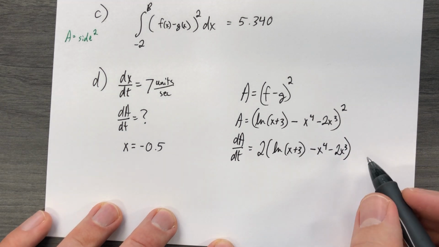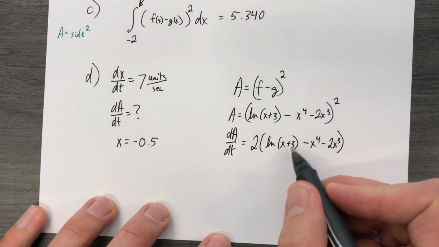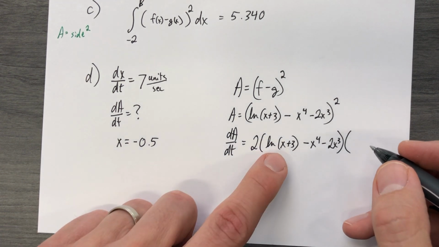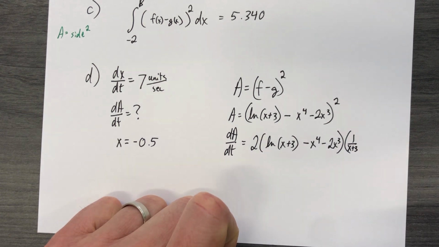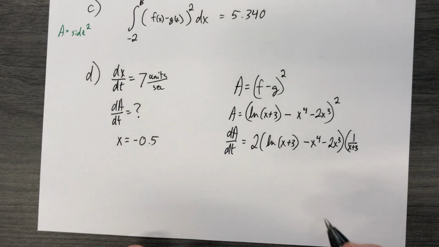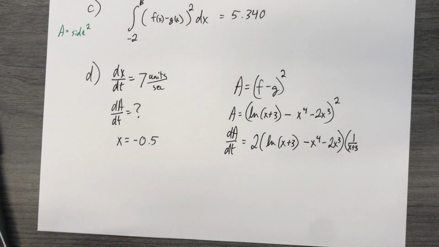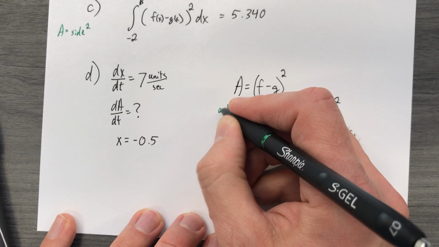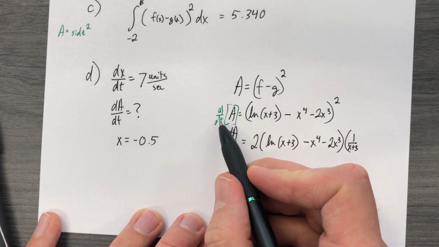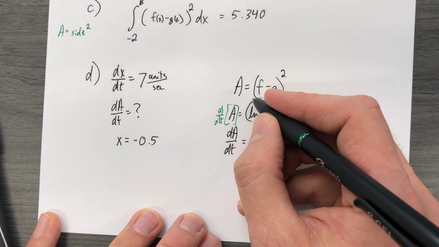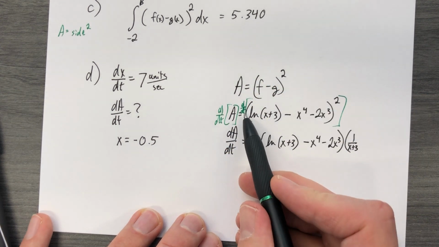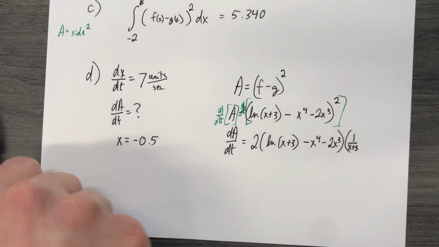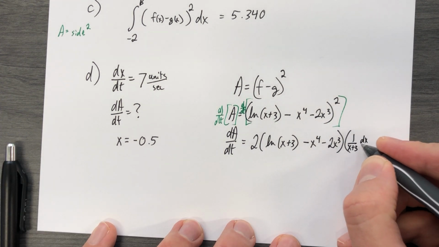There we go, and that's to the first because we just chained it. And we're going to multiply by the derivative of all this, which is the derivative of the natural log of x plus 3, which is 1 over x plus 3 times the derivative of x with respect to time. Remember, if I'm going to take the derivative of A with respect to time, it's chain rule reasons. So dA/dt on this side, and when I take the derivative with respect to time, there's an x, so I need dx/dt.